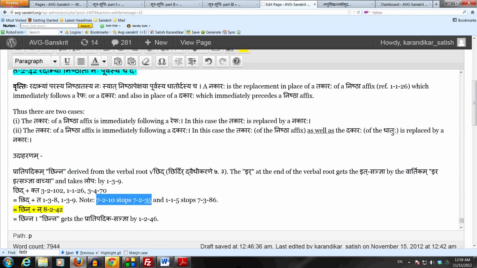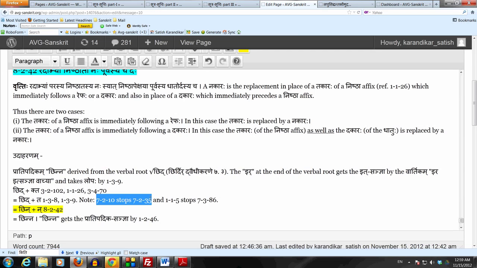Let us also not forget the gunadesha, which would have been done by 7-3-86 pugantalaghUpadhasya cha, because this affix kta has the sanya of ardhadhatukam by 3-4-114 ardhadhatukam sheshaha. But because this affix kta is a kit, 1-1-5 kniti cha stops 7-3-86, so there is no gunadesha. So it is always important to check these two things, the idagamaha and the gunadesha.